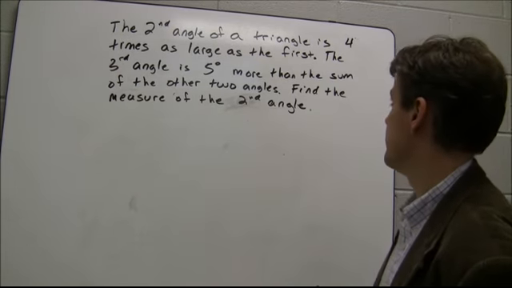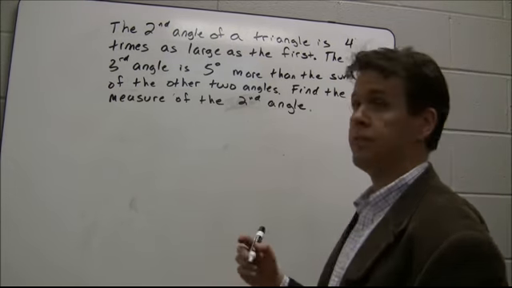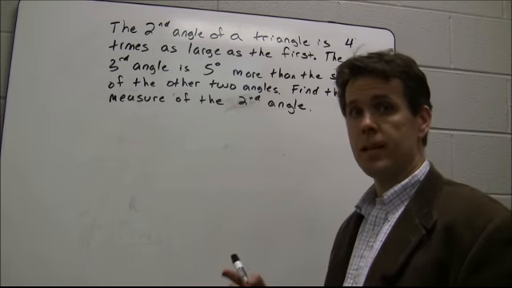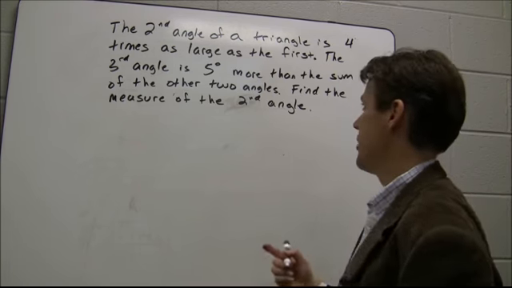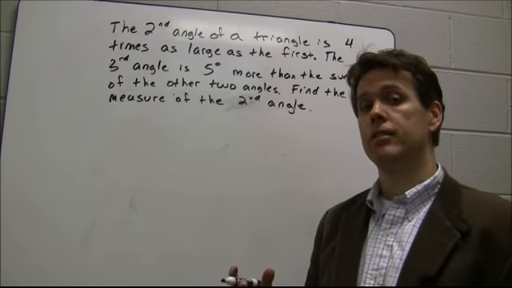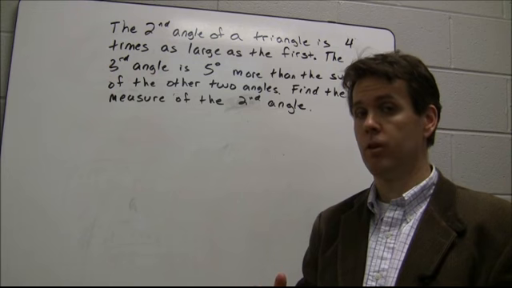The second angle of a triangle is 4 times as large as the first, and the third angle is 5 degrees more than the sum of the other two angles. Find the measure of the second angle. Hopefully there's an obvious first step after reading the problem on what to draw here.